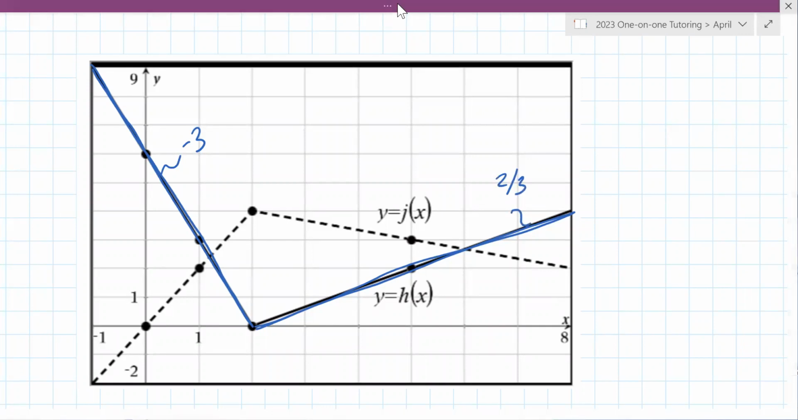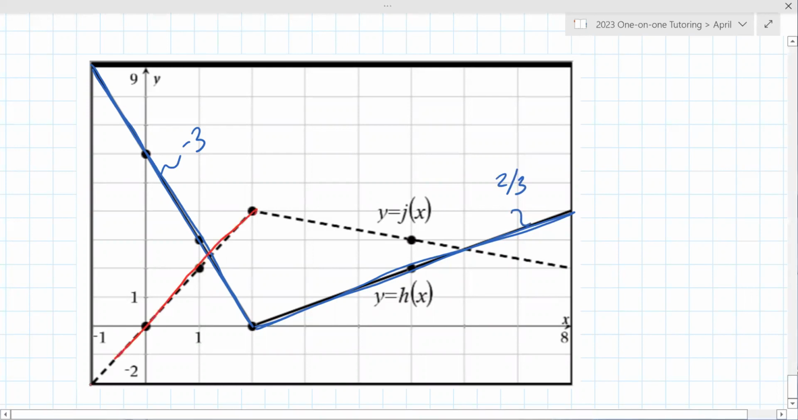And then do the same thing for j. So slope of rise of 2, run of 1, so this is a slope of 2. And then in this other section, it looks like it's -1/3 for that.